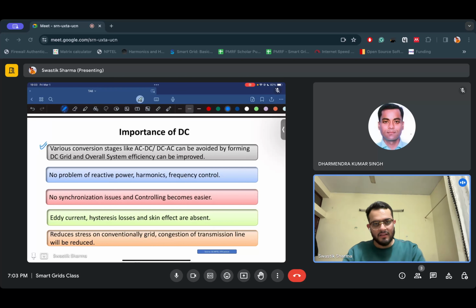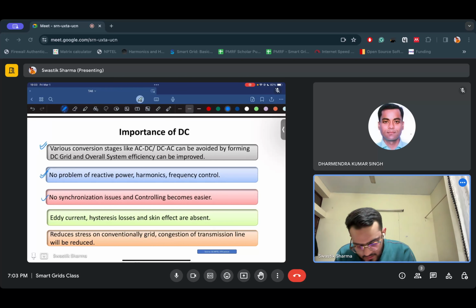If we implement DC all over the world, the transmission will also be DC. This conversion stage could be neglected, and the overall system efficiency can be improved. Second, we won't have the problem of harmonics or reactive power, because these are present in AC because of fluctuating voltages.